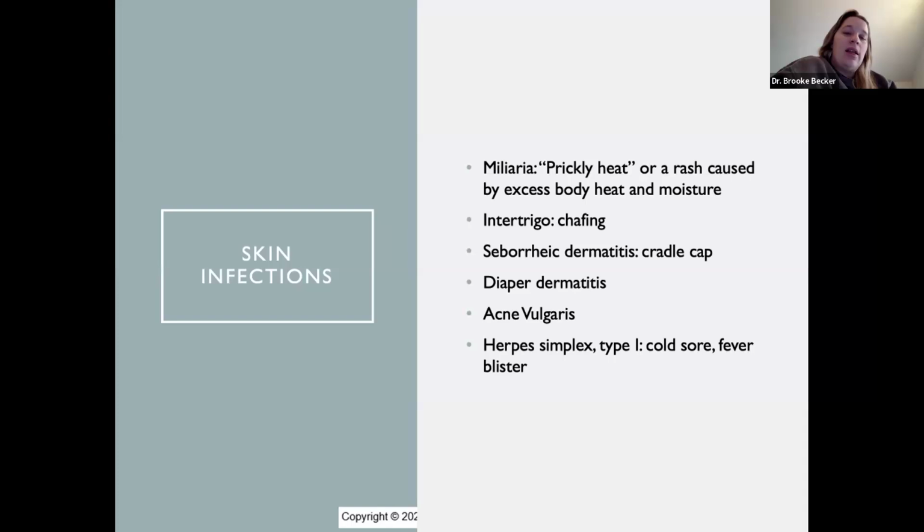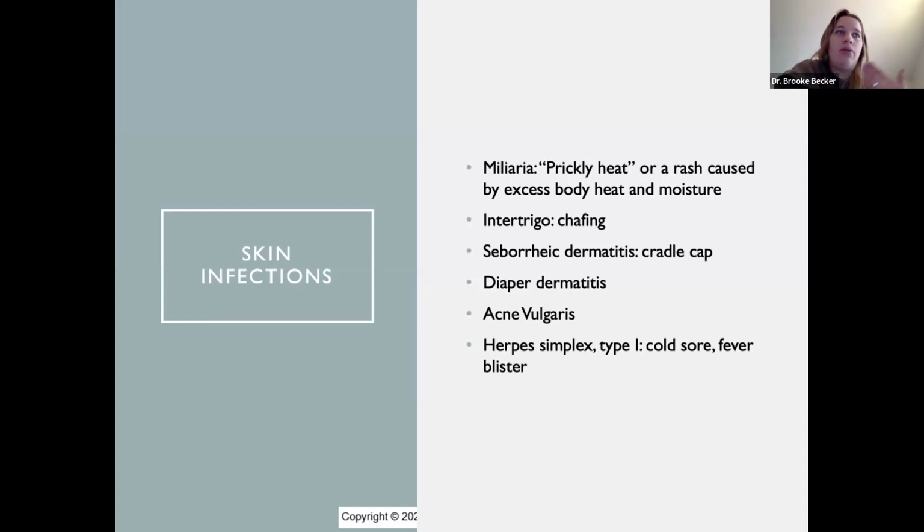Diaper dermatitis. So this is an infection or irritation of the diaper area. So diaper rash can be caused by staph, strep, or yeast. So usually a bright red, angry, beefy rash. If it looks the exact same on both sides of the diaper area and it has little tiny flat pinpoint red dots, that's more suggestive of a yeast infection. Okay.